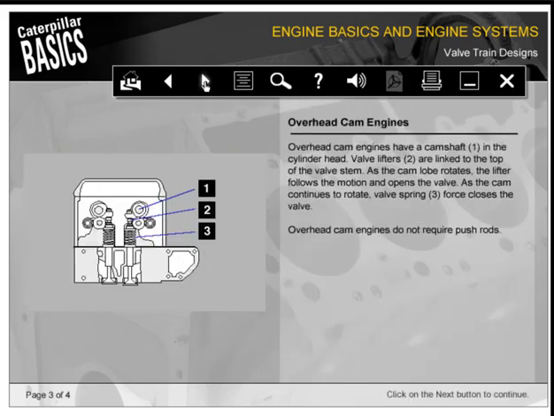Overhead cam engines have a camshaft, shown here as number 1, in the cylinder head. Valve lifters, number 2, are linked to the top of the valve stem. As the cam lobe rotates, the lifter follows the motion and opens the valve. As the cam continues to rotate, valve spring force closes the valve. Overhead cam engines do not require pushrods.